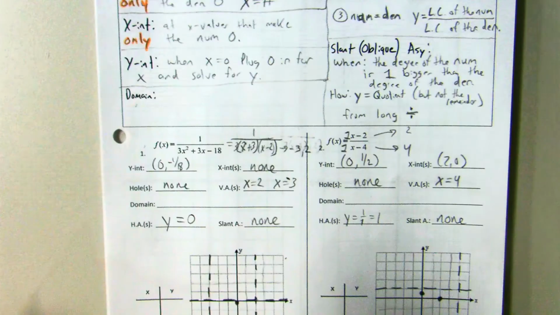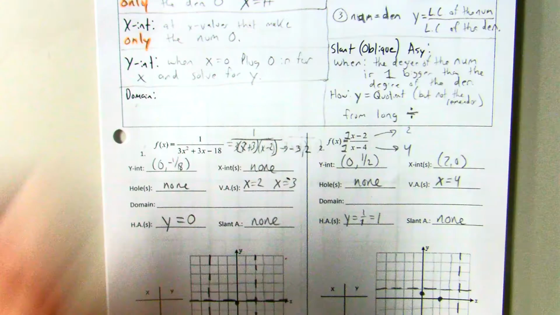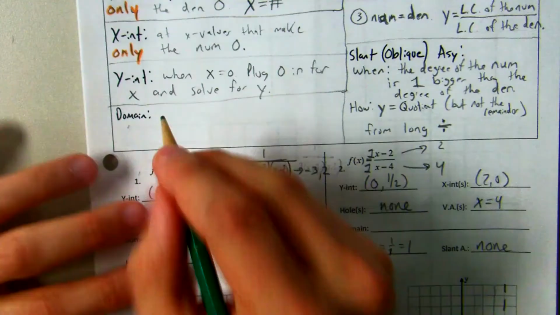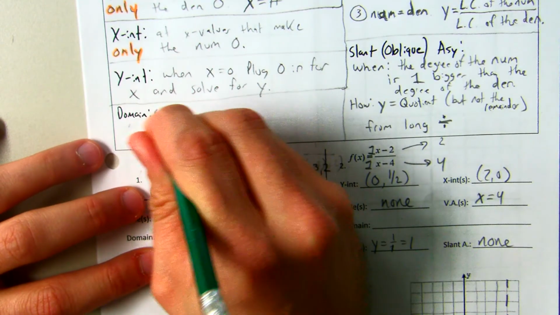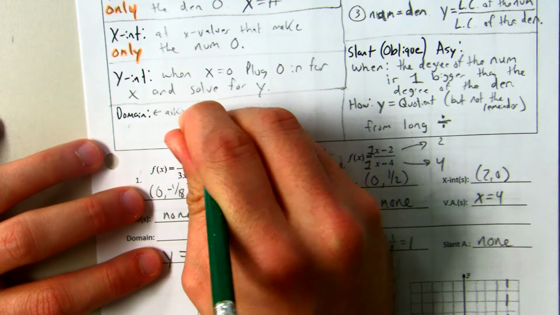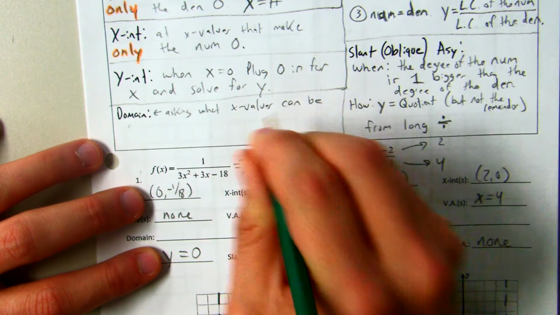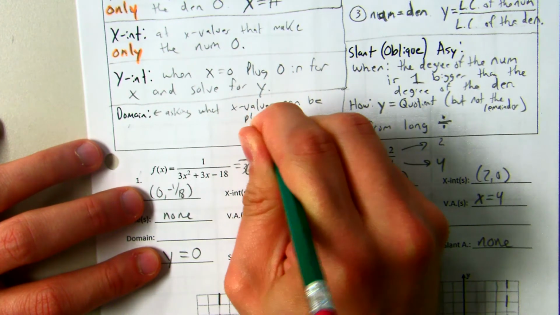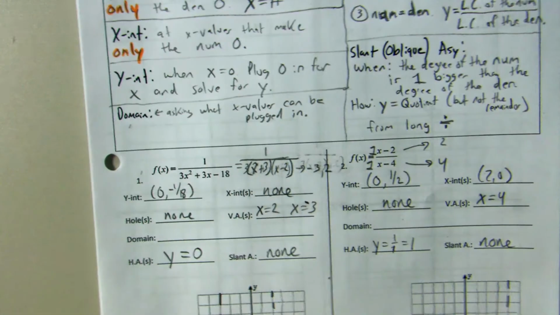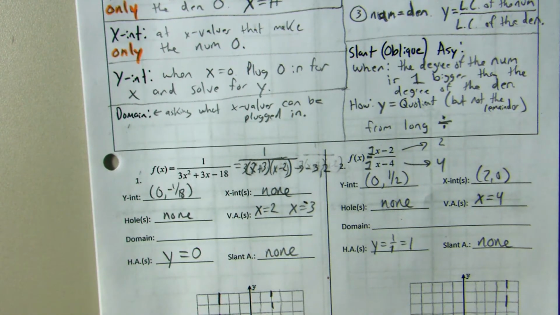Alright, and then finally, the last piece, domain. This is the same domain we did the first couple weeks of school. Domain is asking what x values can be plugged in to the equation. What x values can you plug in? The thing is, you can plug in just about anything you want to. So we don't dare try to list out everything possible. Instead, figure out what we can't plug in.